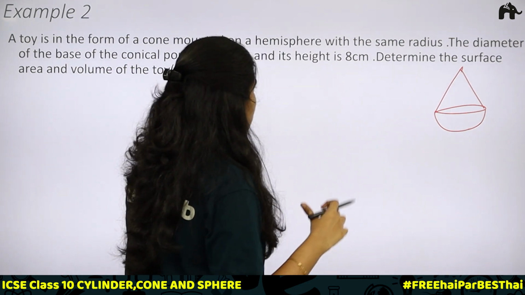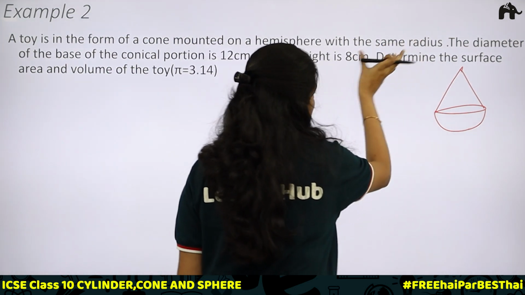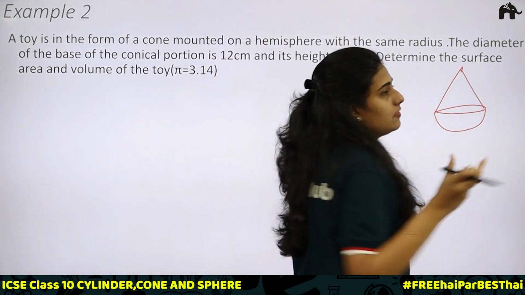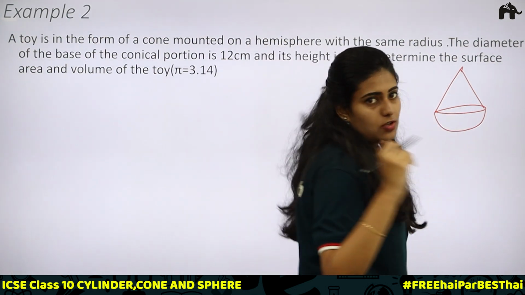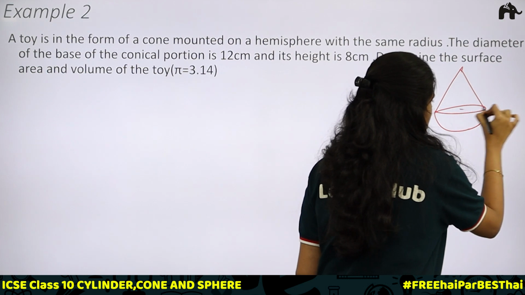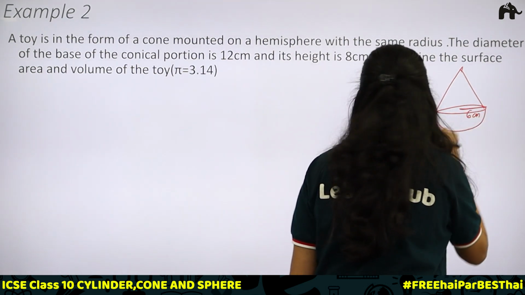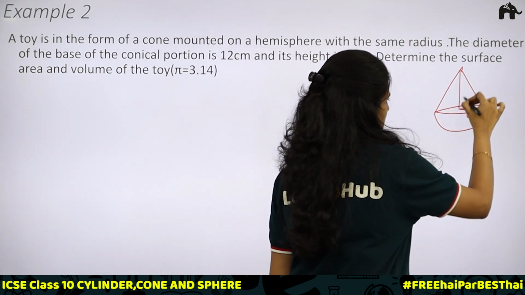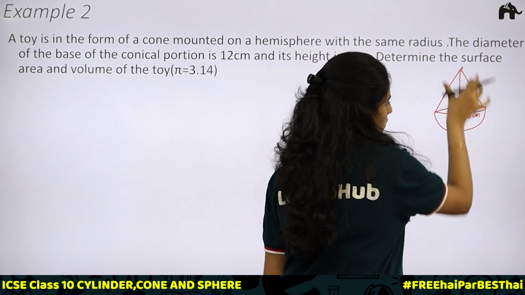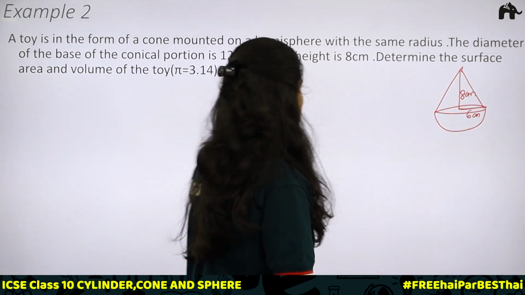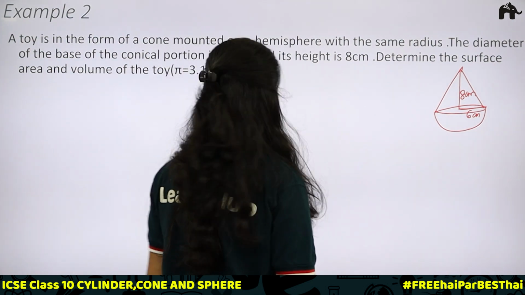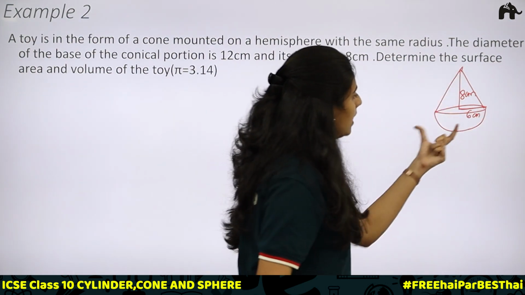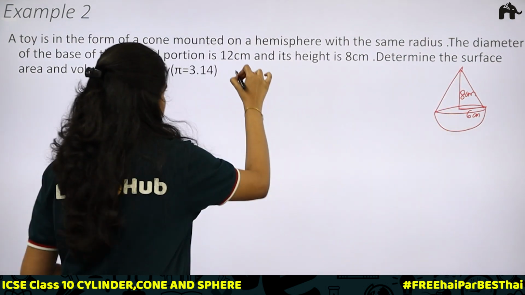Given that the radius of the hemisphere and that of the cone are the same, the diameter of the base of the conical portion is 12 cm. If the diameter is 12 cm, the radius will be half of 12 cm, which is 6 cm. And the height is given, which is 8 cm. Therefore, 6 cm will be the radius of the cone as well as the radius of the hemisphere. We need to determine the surface area and the volume of the toy. Surface area means the total surface area, which will include the curved surface area of the cone and the curved surface area of the hemisphere.